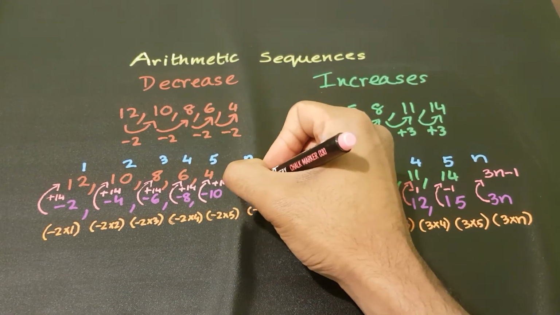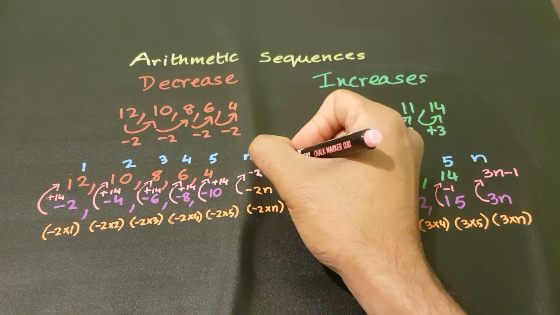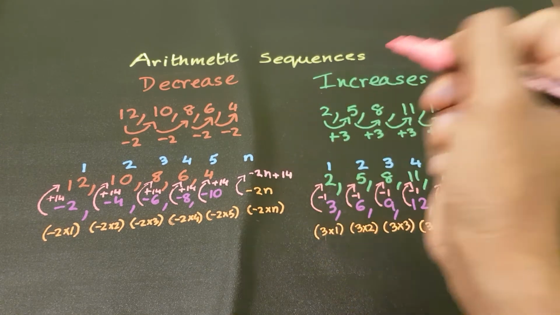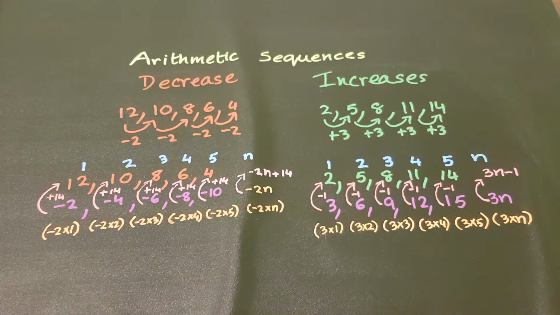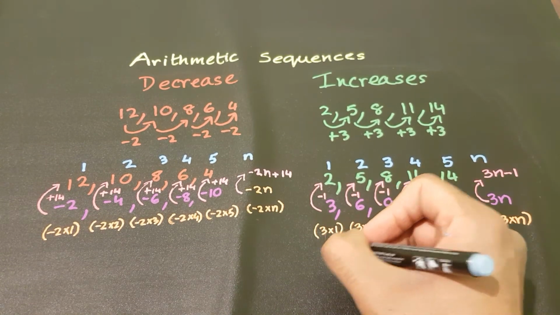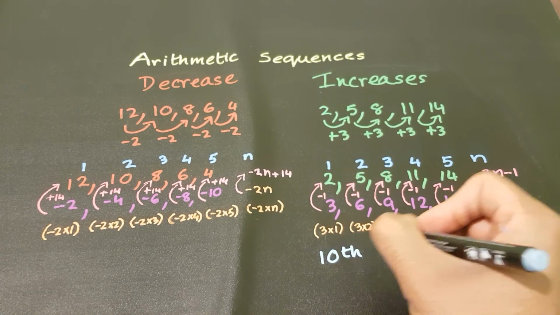So to find the nth term of my original sequence, I have to add 14 to the -2 times table. So my nth term will be -2n plus 14. Now, one thing I can do is find the 10th term in each of these sequences. So the way I can do that is to find the 10th term.